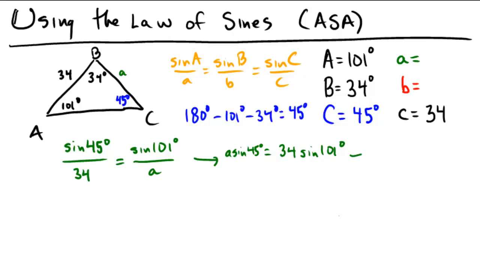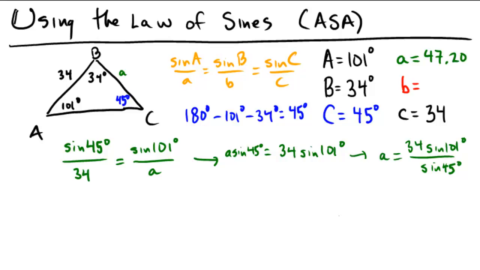And then, of course, to isolate the A, we just divide both sides by sine 45, or root 2 over 2. But we'll just keep it as A equals 34 sine 101 over sine 45. So now I'm going to grab my calculator and type this in. 34 sine 101 divided by sine 45. And hopefully if you're following along here and you tried to do this on your own, to two decimal places here, we would have gotten an answer of 47.20.